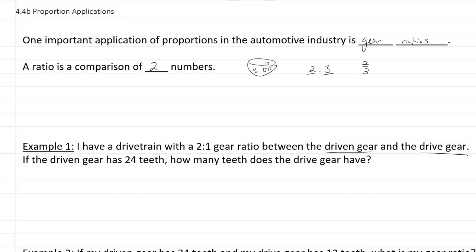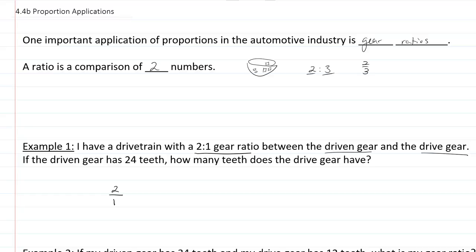I have a drivetrain with a 2 to 1 gear ratio between the driven gear and the drive gear. So just two different gears. If the driven gear has 24 teeth, how many teeth does the drive gear have? So I have a 2 to 1 gear ratio, which means for every 2 teeth in the driven gear, I have 1 tooth in the drive gear.